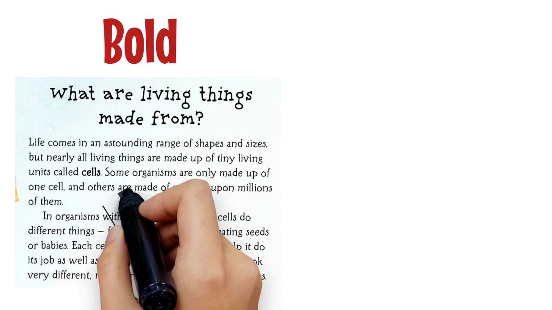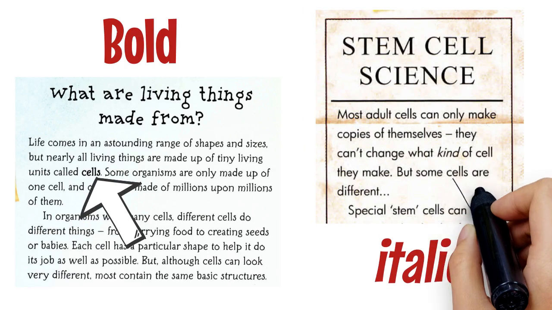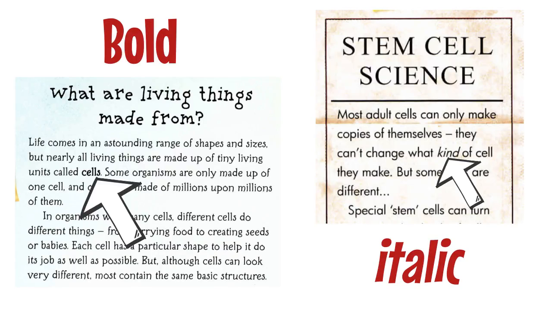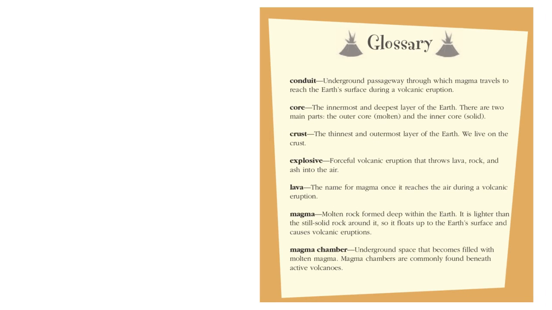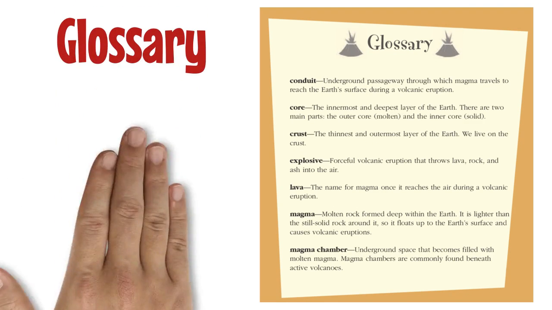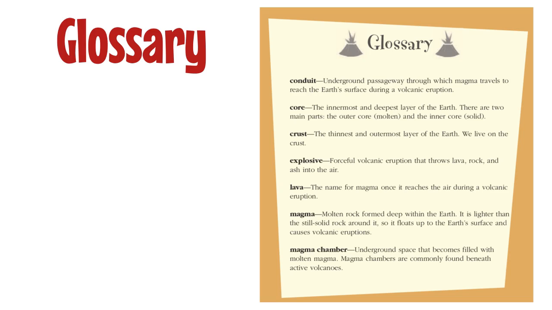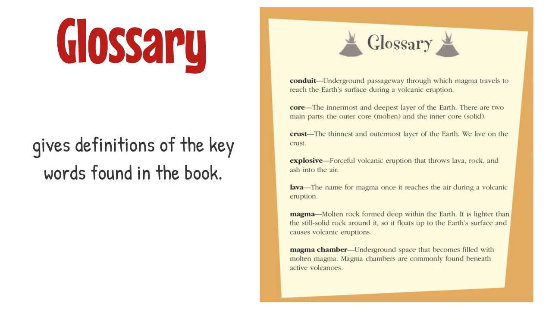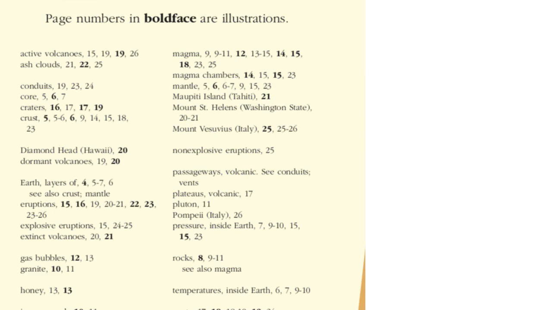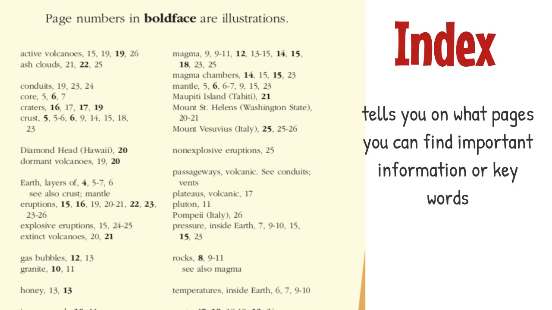Nonfiction materials often use bold and italics letters to draw attention to important words. Sometimes the bold and italic words can be found in the glossary at the end of the book. The glossary is like a mini dictionary that gives definitions of the keywords found in the book. Index is usually on the very last page of the book. It tells you on what pages you can find important information or keywords. Words in the index are listed in alphabetical order.